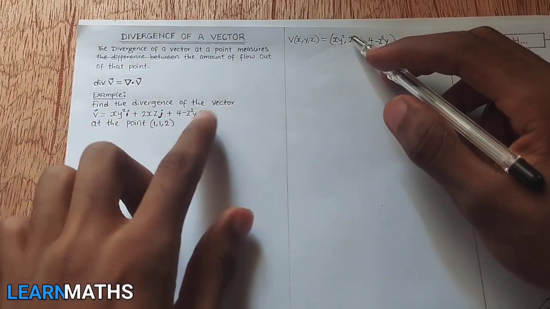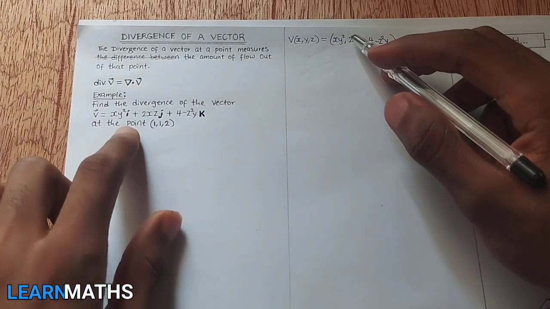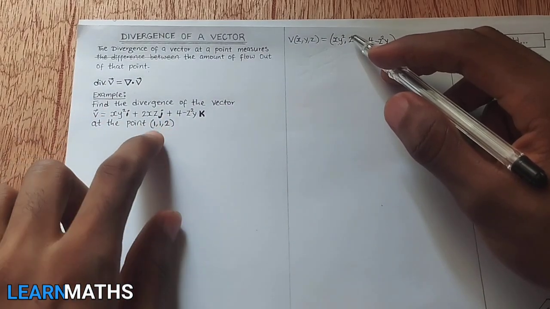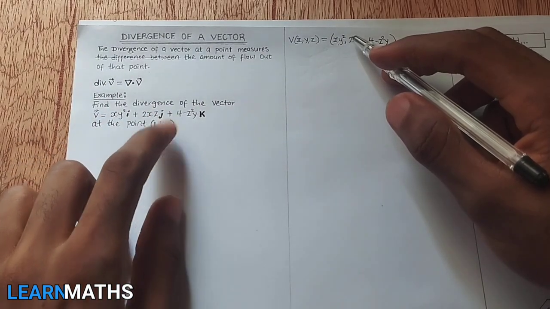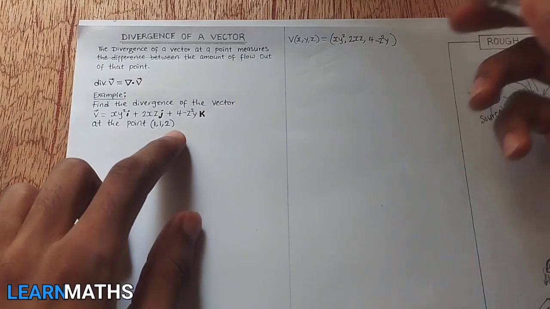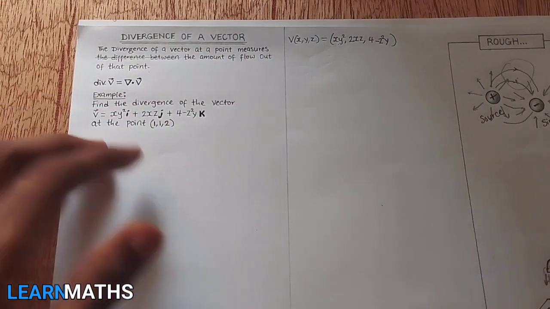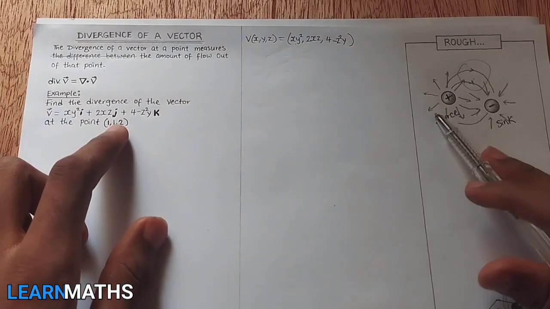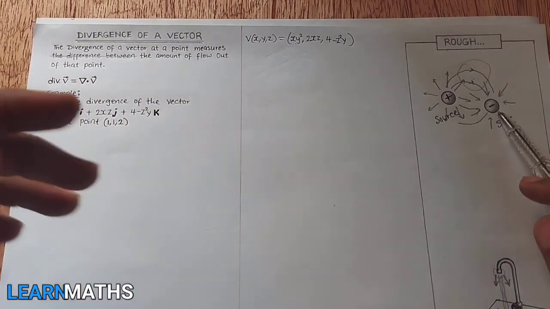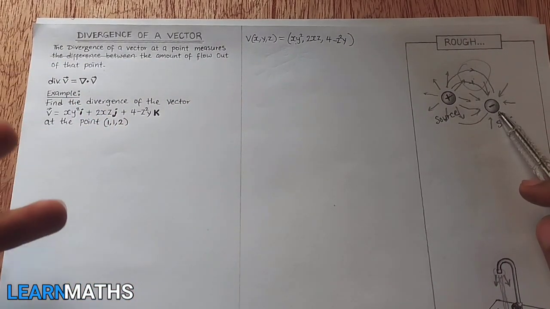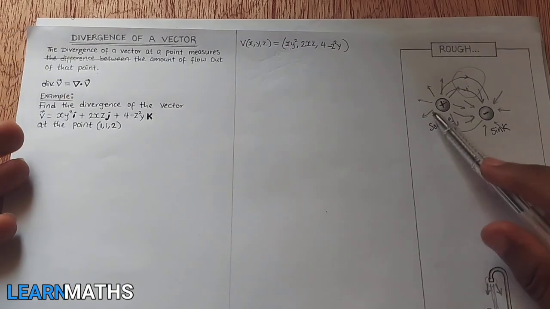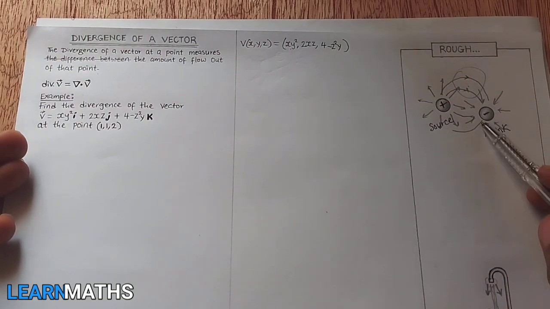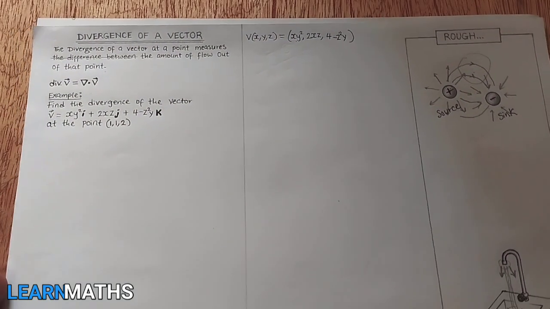Find the divergence of the vector v at the point 1, 1, 2. Okay, that's x is going to be 1, y is going to be 1, and z is going to be 1 at this point. Now, after solving this question, we would be able to tell if this point is a source or a sink, right? Depending on the nature of the divergence we're going to get. Is it going to be a positive value or a negative value? All right, so let's solve this.